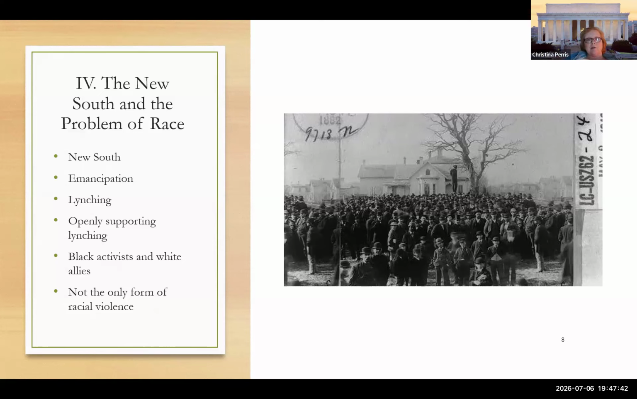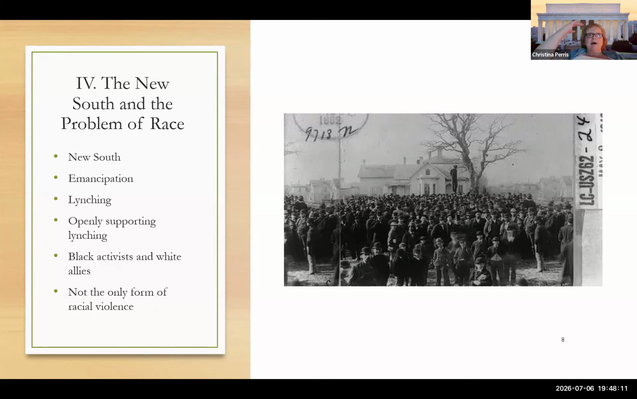And as you see from this image on the slide, this is one of the, I don't want to say more tame images, but perhaps one of the, and I don't even want to say easier ones to look at, because nothing pertaining to lynching is easier to look at. But it gives you an idea of how lynching was done.